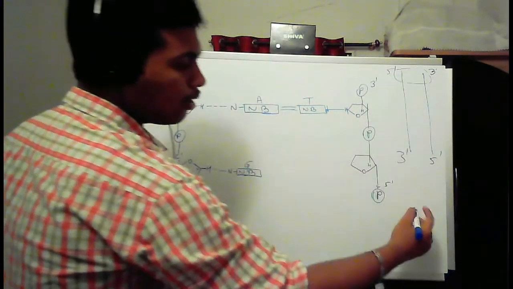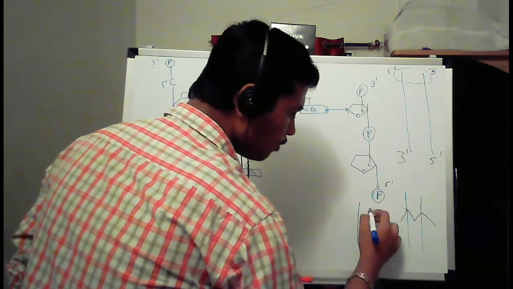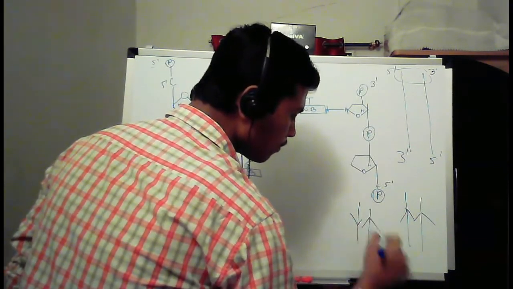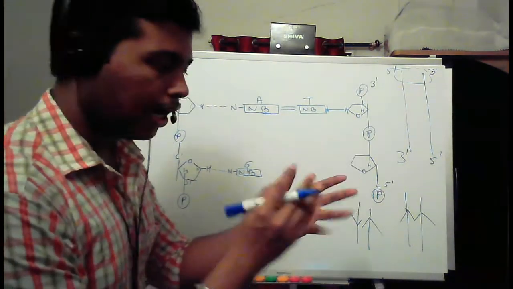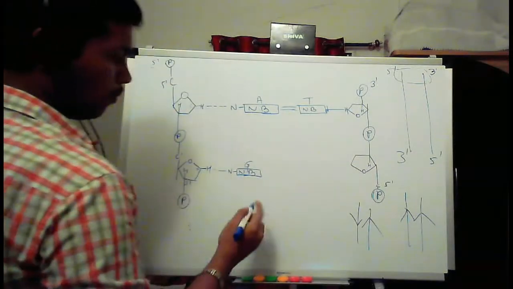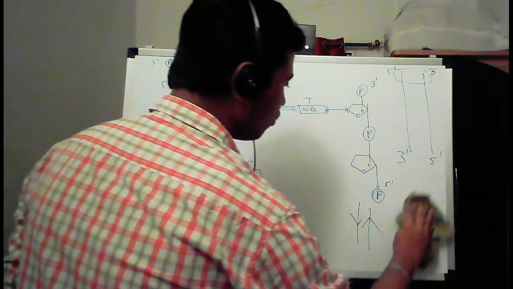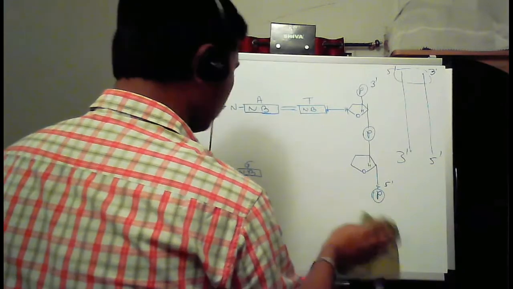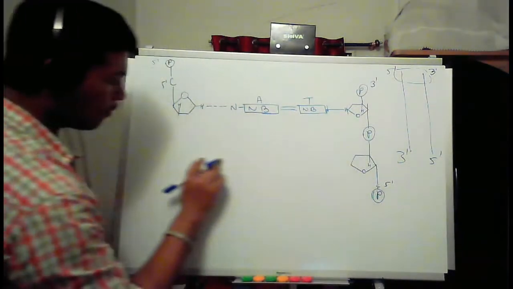So see, it's anti-parallel now. These are parallel lines, so these will be anti-parallel lines. Parallel but opposite to each other, anti-parallels. Now this nitrogenous base has to be drawn a bit more downwards.